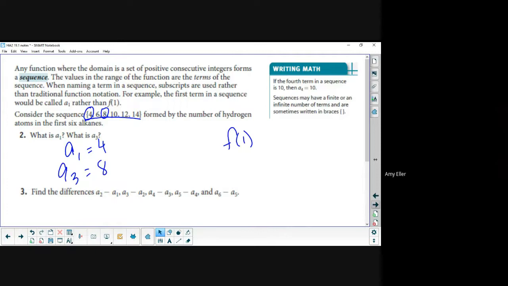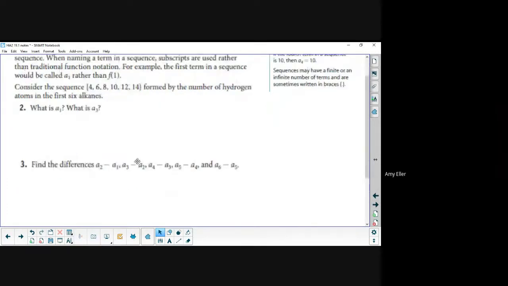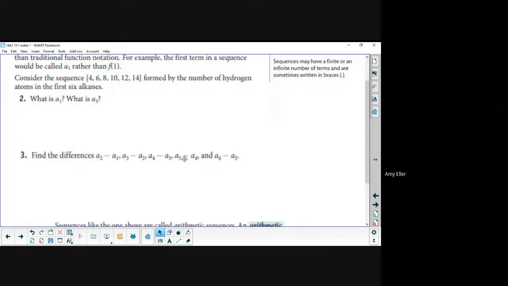Number 3, find the differences. I'll do a couple of them with you. First, they want us to find the difference from the second term, subtract the first term. That's a difference of 2. Then the difference of a sub 3 minus a sub 2. Keep going. Find the differences they ask you for.